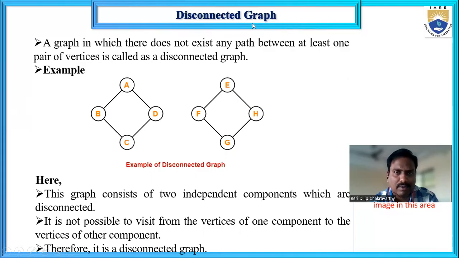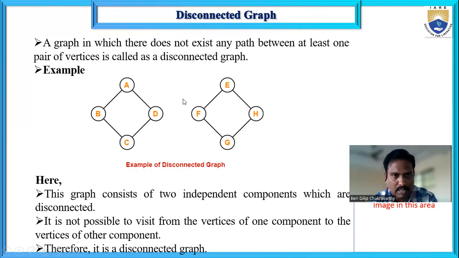Next, disconnected graph. It is the opposite of a connected graph. If you observe there, every vertex is connected with other vertices. But here, it is a graph in which there does not exist any path between at least one pair of vertices. I am considering only at least one pair. From D to F, I don't have any path. If there is no path, we say these two graphs are disconnected.